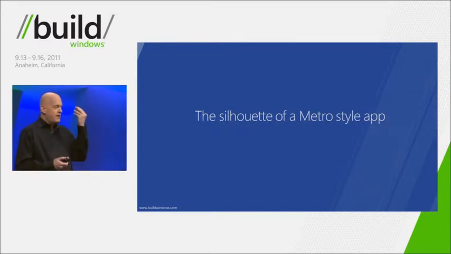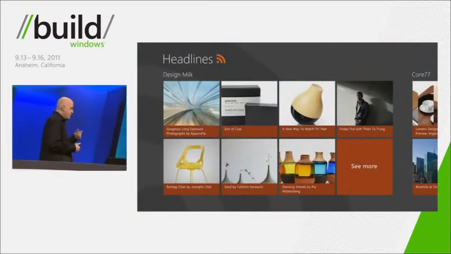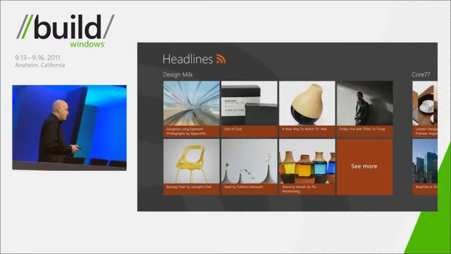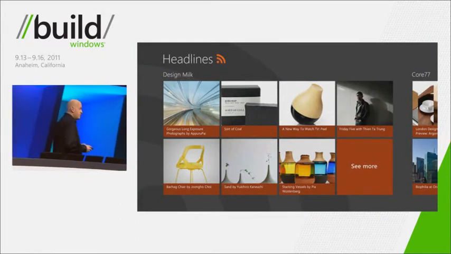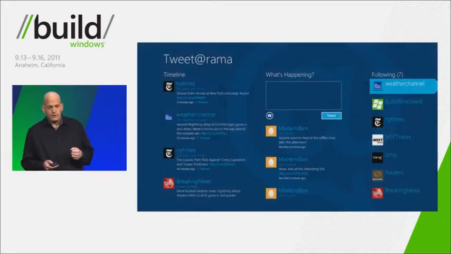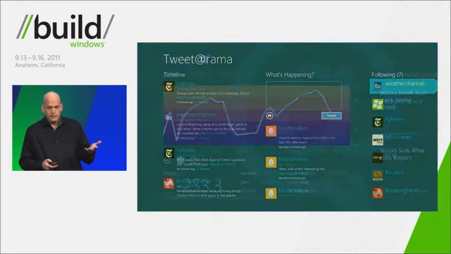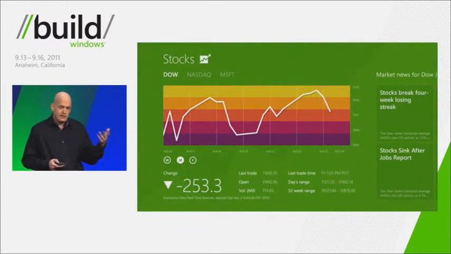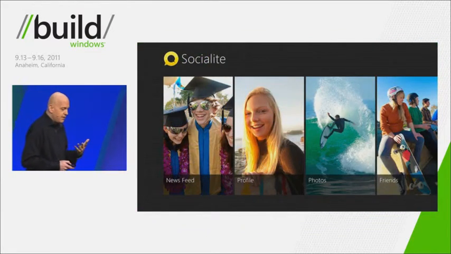The silhouette is sort of your mind's eye of what a Metro-style app looks like before you even know what the app is. So here's a couple of examples. I'm going to flip through some of the apps that we demoed this morning and that you're going to be able to use on your PCs that you get tonight. So here's the News app. Here's Tweetorama. Here's Stocks. Here's Socialite.